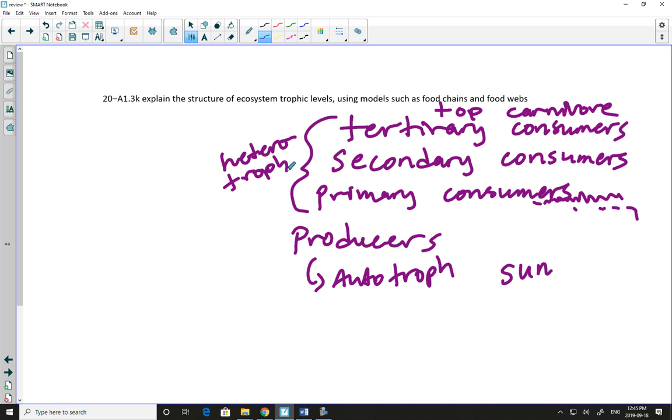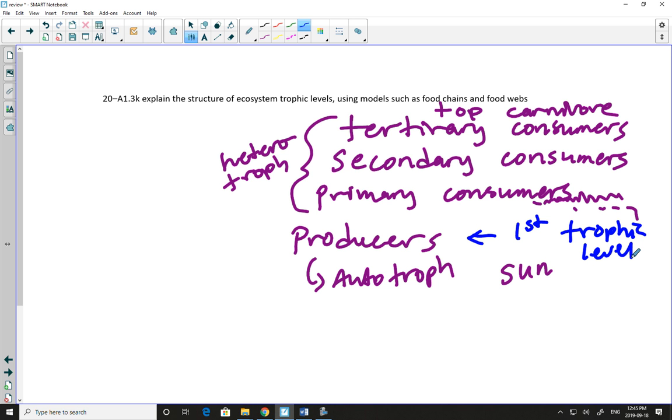Okay. And we also talked about trophic levels. So here we've got producers, primary consumers, secondary consumers. But what about trophic levels? What's the first trophic level? Yes, it is. Right. And then second trophic level, and so on and so forth.